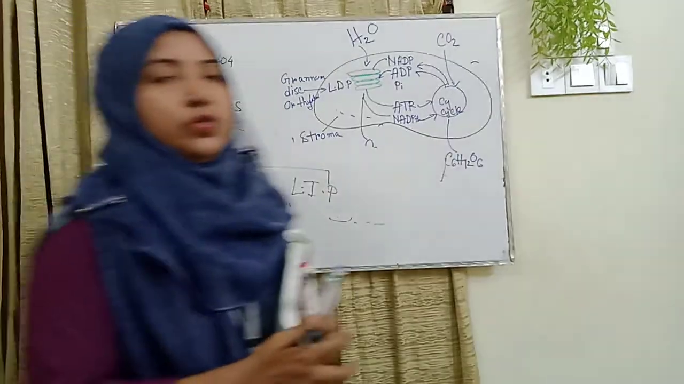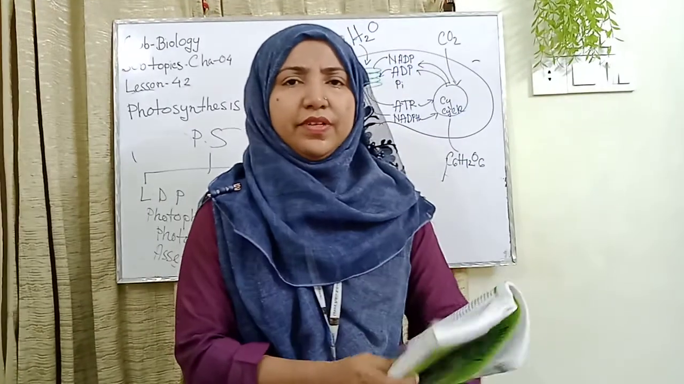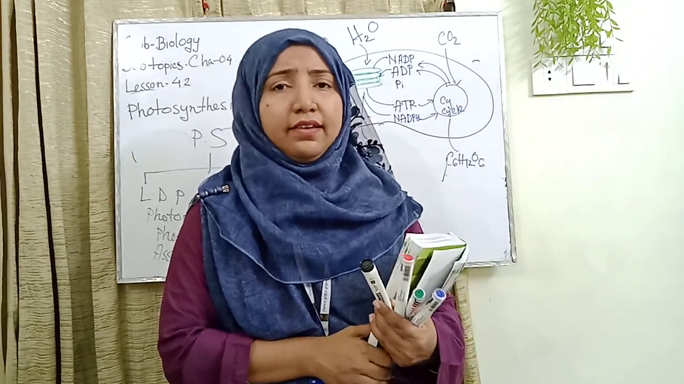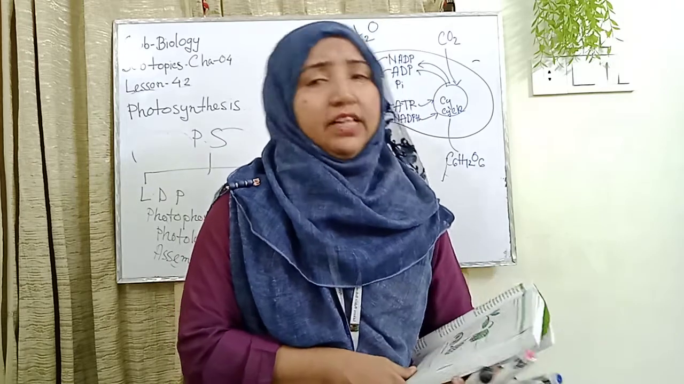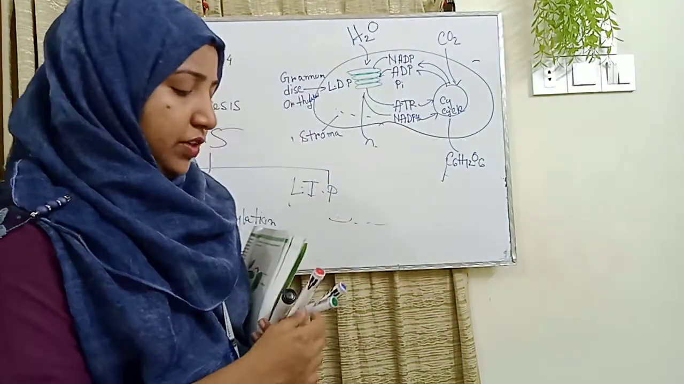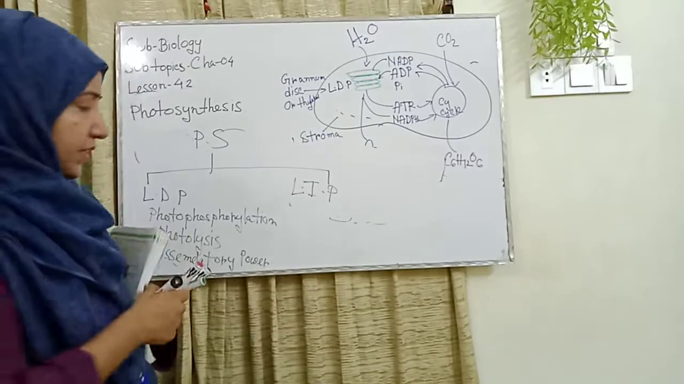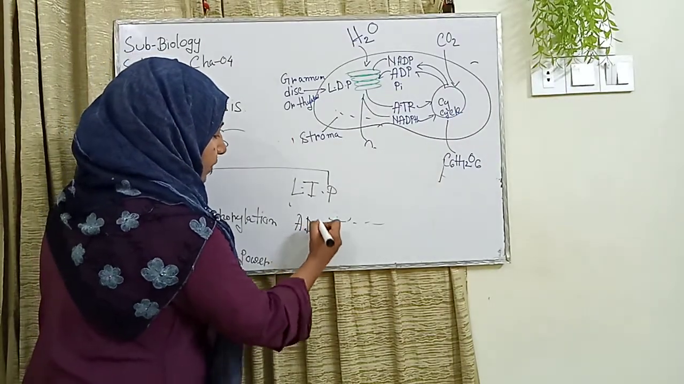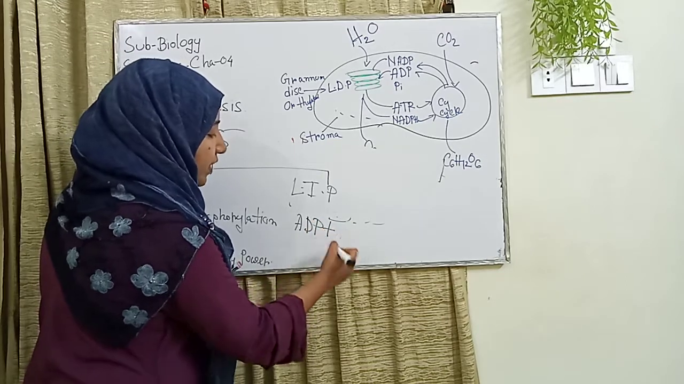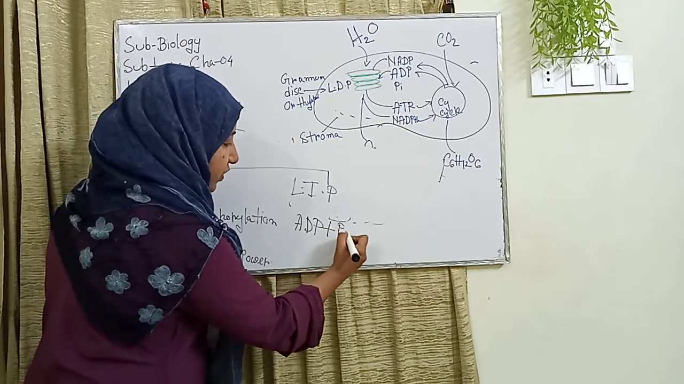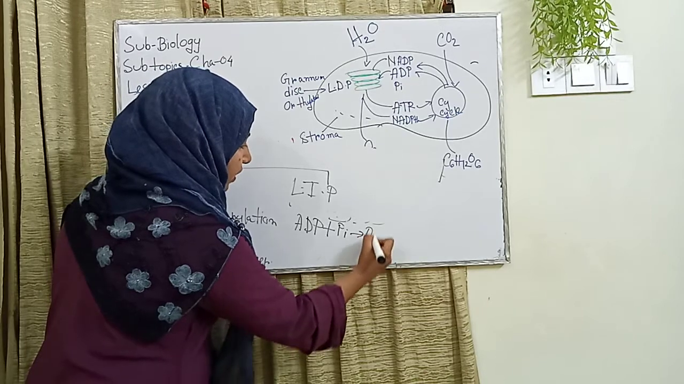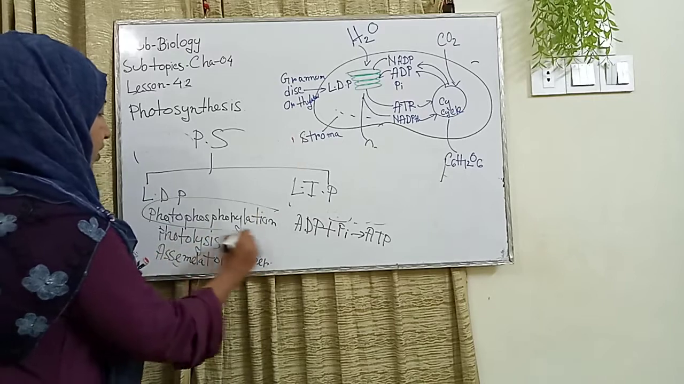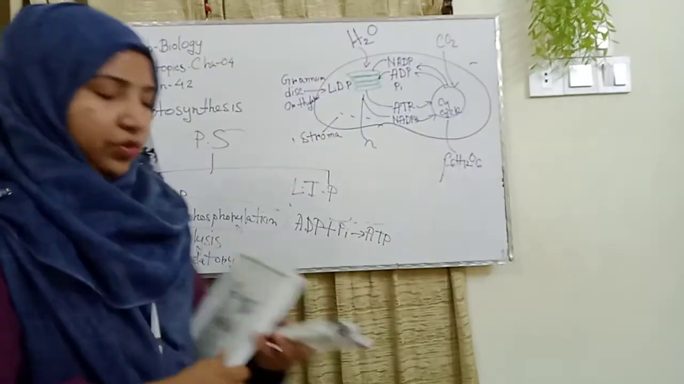What is photophosphorylation? In the presence of light, ADP, adenosine diphosphate, is added and linked with inorganic phosphate. Then it becomes ATP, and this process is called photophosphorylation.